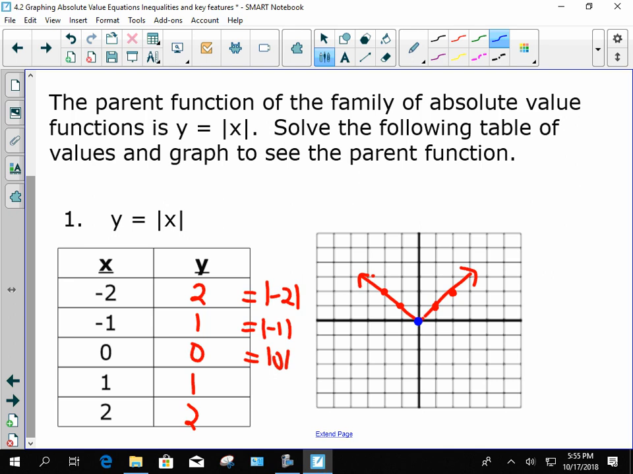So whenever you see the absolute value of x, you don't have to do this. You can just come over here and just go to the origin, put your vertex right there, put a dot there, up 1 over 1, up 1 over 1, up 1 over 1, up 1 over 1. Draw your lines. There you go. So you now don't have to fill out this table. So let's go to the next one.